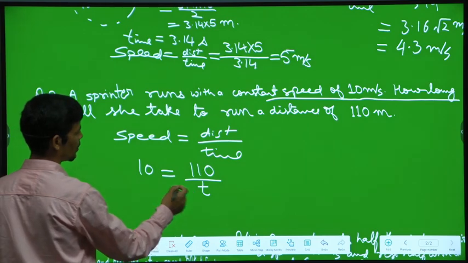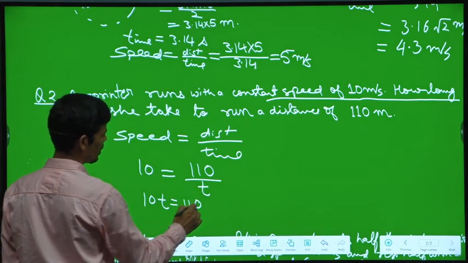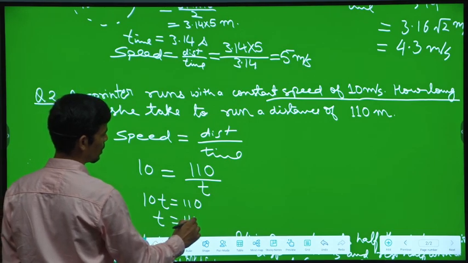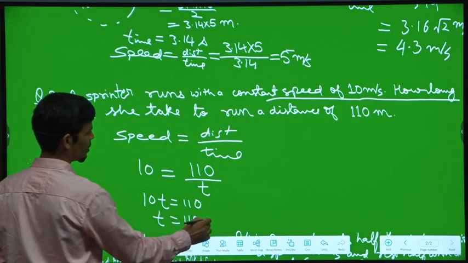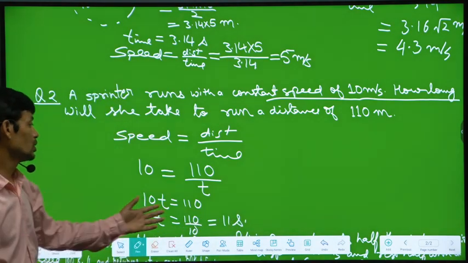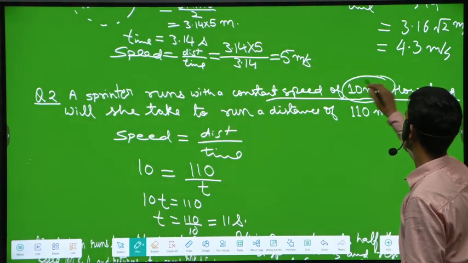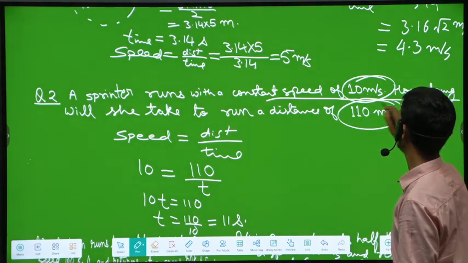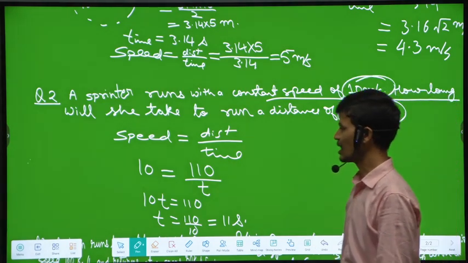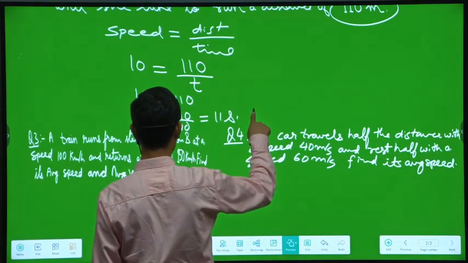So if we cross multiply it, 10t is equal to 110. So t equals 110 by 10, that will be 11 seconds. How do I know it will be in seconds? Because the units are meter per second, meter, so time will be in seconds.